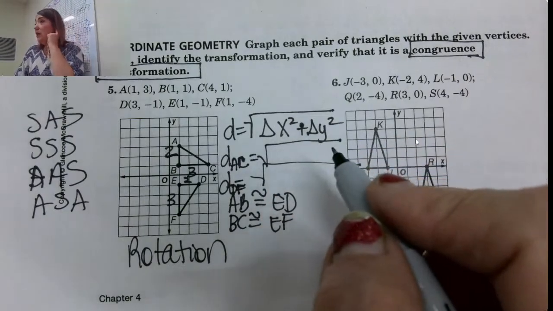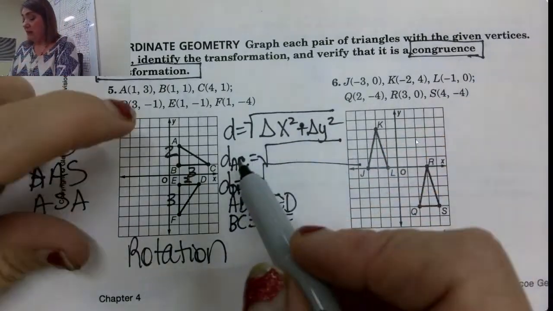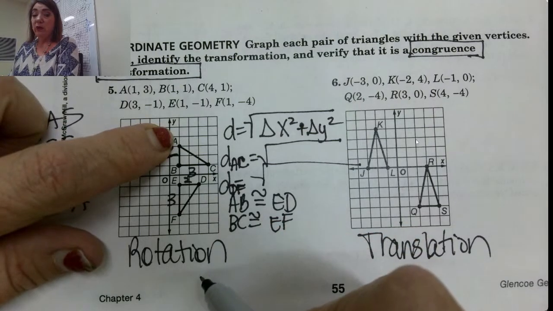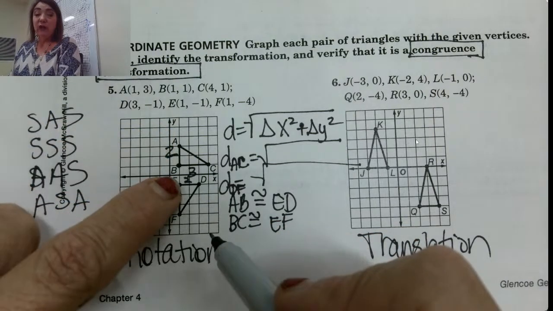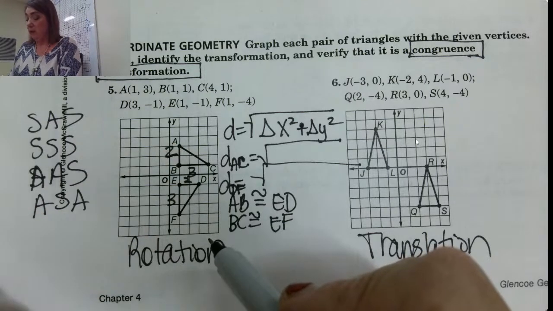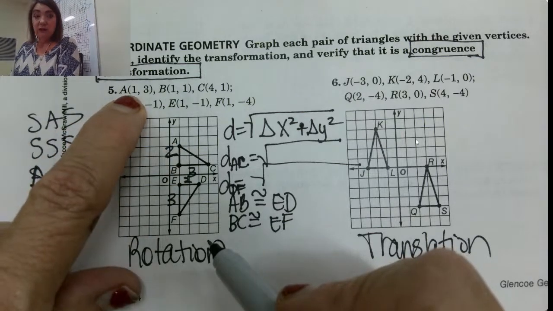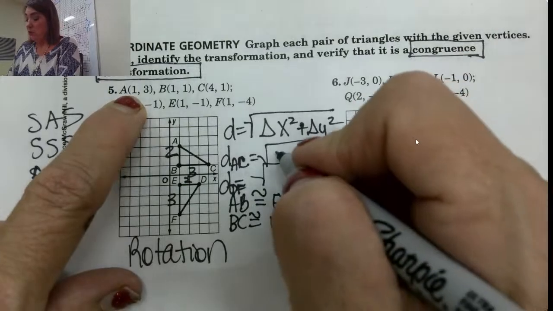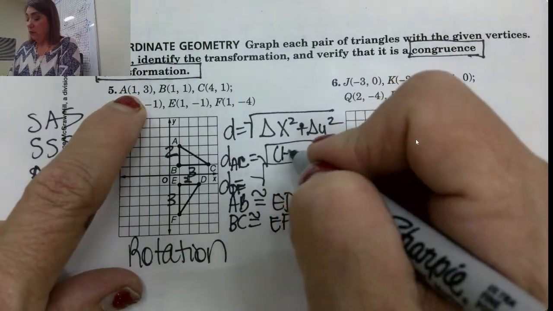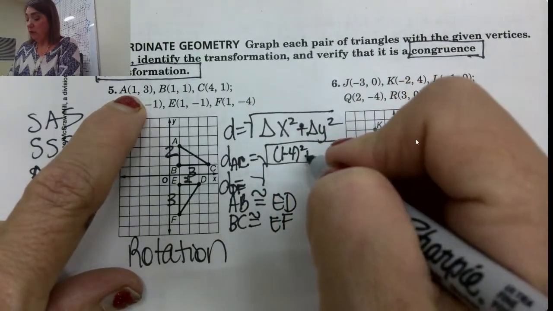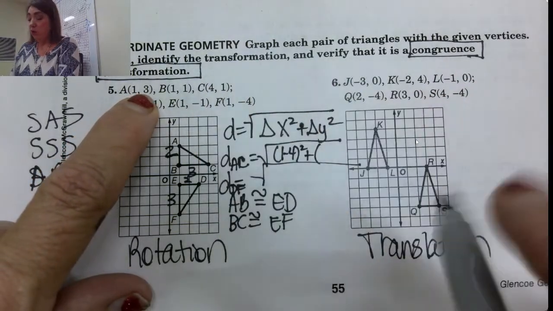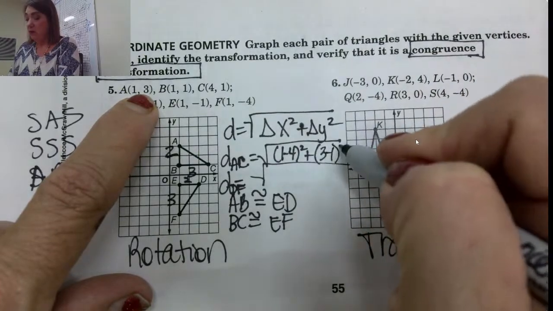So change in x squared means that we can take the x from A and the x from C, and we subtract them and we square it. So what's the x for A? What is our x value at A right there? What did they say it was? 1. And then C, what's the x value? 4. So we're going to do 1 minus 4 squared plus, and then what about our y's for those same 2 points? 3, 1. So 3 minus 1 squared.